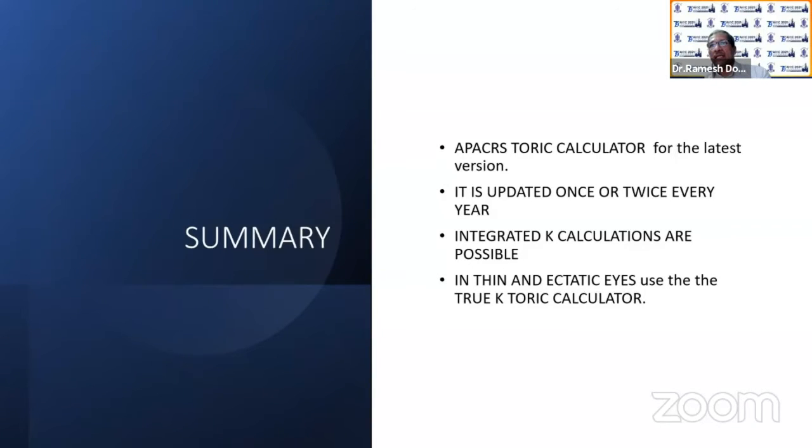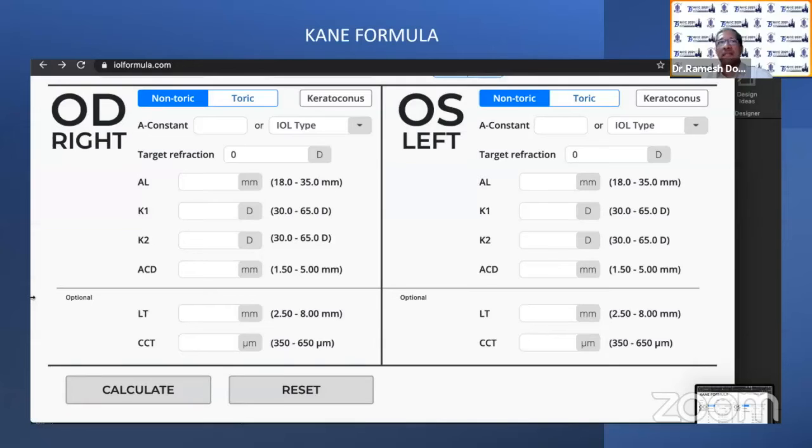So in summary, the APACRS calculator is the latest version. Every other version that we have access to may be a little older. The integrated K calculations are possible with this Barrett's calculator, but not with the Kane and the EVO calculator. Please use the True K function when you have ectatic eyes and in post-LASIK eyes. That's in summary. So I come back to the Kane formula. There is a beautiful review article last year showing it is far superior. In 10% more eyes, you will be able to get within 0.5 diopter. You have the non-toric, toric, and keratoconus in one simple option. This is the Kane formula.